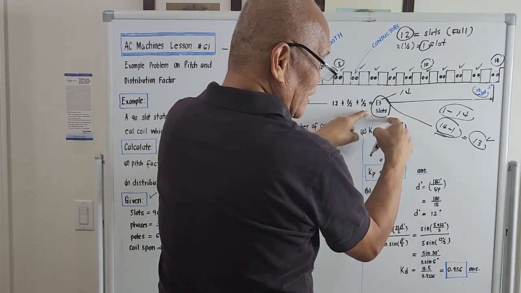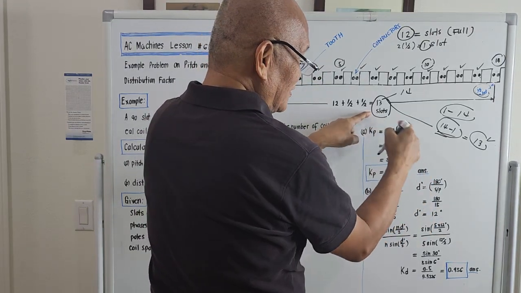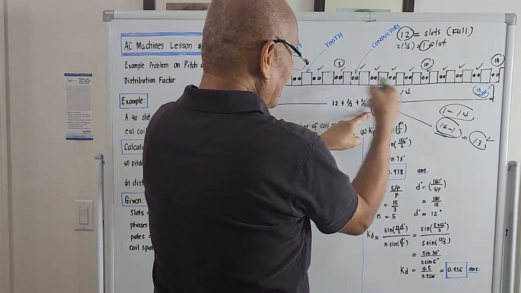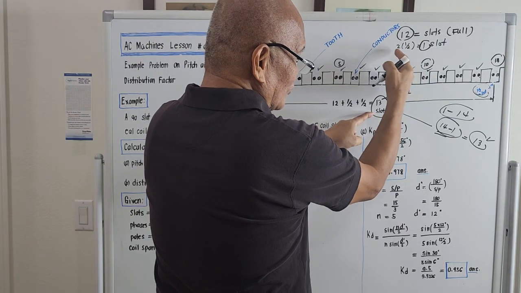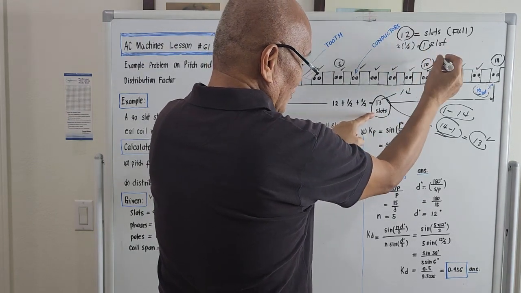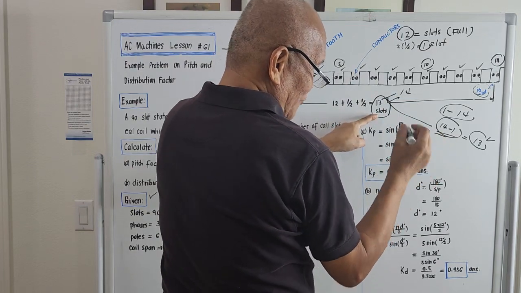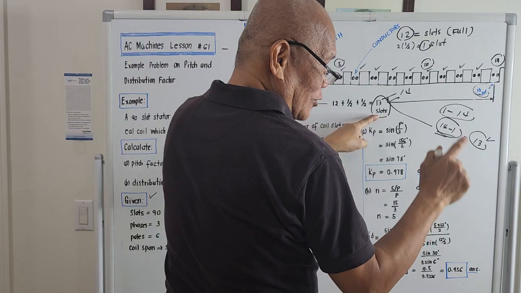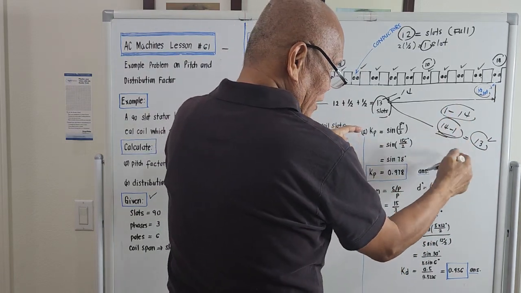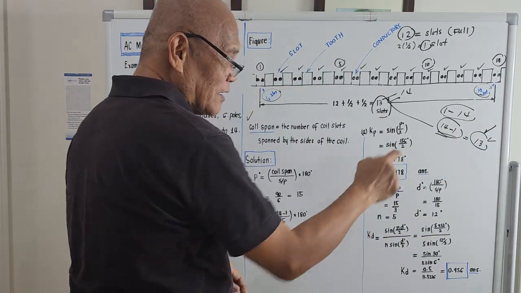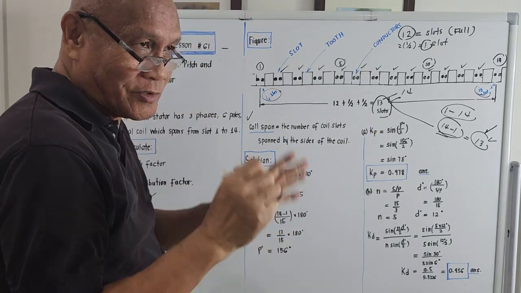The physical proof that it is 13 is that we counted 12 in between, and we counted 2 which are only 1/2 each. 2 times 1/2 is 1, so 1 plus 12 will be 13. If we are given the coil span from 1 to 14, the total coil slots in between will be 14 minus 1, which is 13. That's where I made a mistake in lesson number 60. Sorry for that. I'm just correcting the concept.